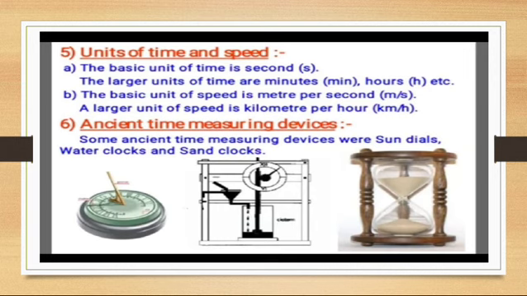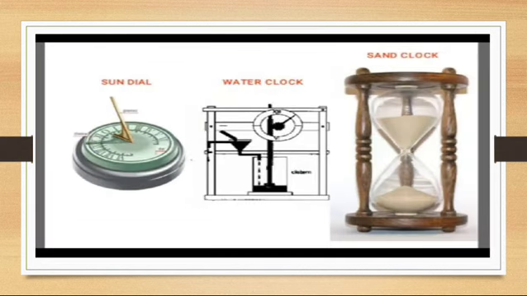Now, how can we use the units of time and speed? The basic unit of time is second. The larger units of time are minutes, hours, etc. The basic unit of speed is meter per second, and a larger unit of speed is kilometer per hour. In ancient times, the measuring devices were sundials, water clocks, and sand clocks. These are some pictures of sundial, water clock, sand clock.